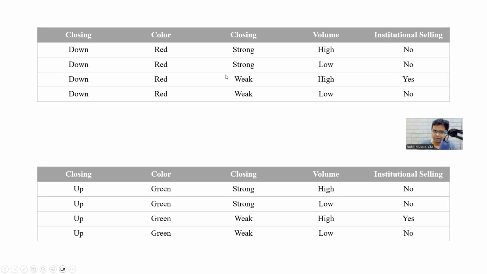Then comes red color, low volume. So you see, there is red color, low volume, red color, low volume. In both these cases, institutions are not selling because if institutions were selling, then the volume would not be low, right? So we have covered three scenarios. Look at this scenario. There is a red color bar, weak closing, high volume. That's a problem for us.